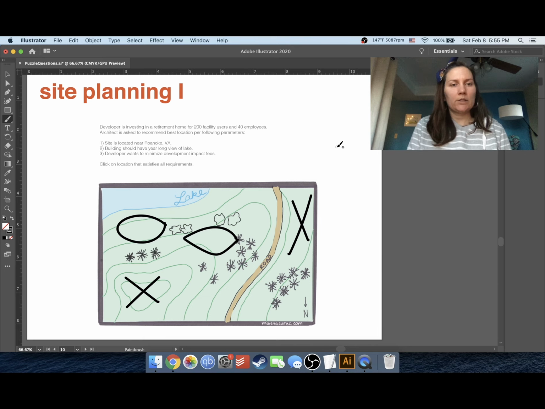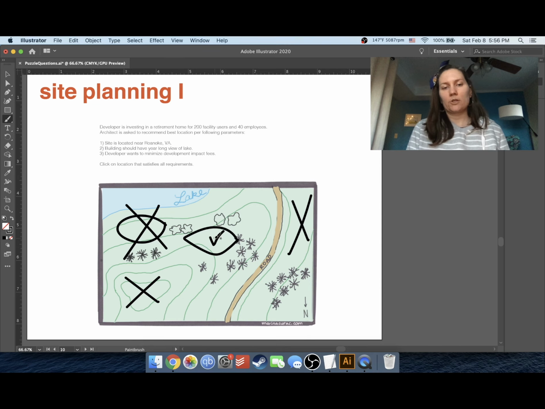It says, developer wants to minimize development impact fees. Okay, so here the question brings something else into play, but essentially what this translates into is that the site should be closer to the road. And out of these 2, it's pretty easy to conclude that this is the site. So this goes away. So this is the site, and it says click on location that satisfies all requirements.